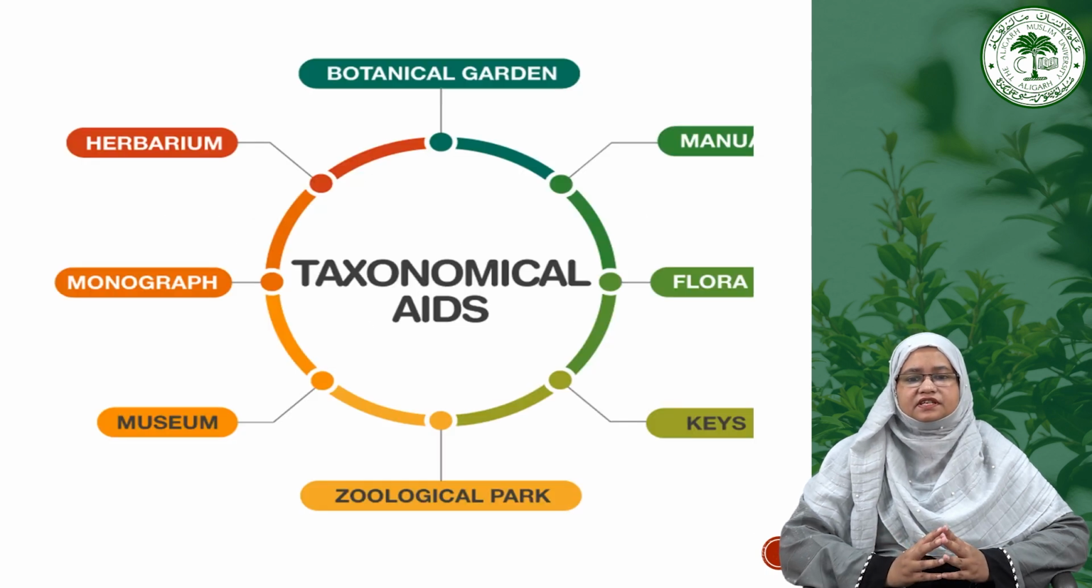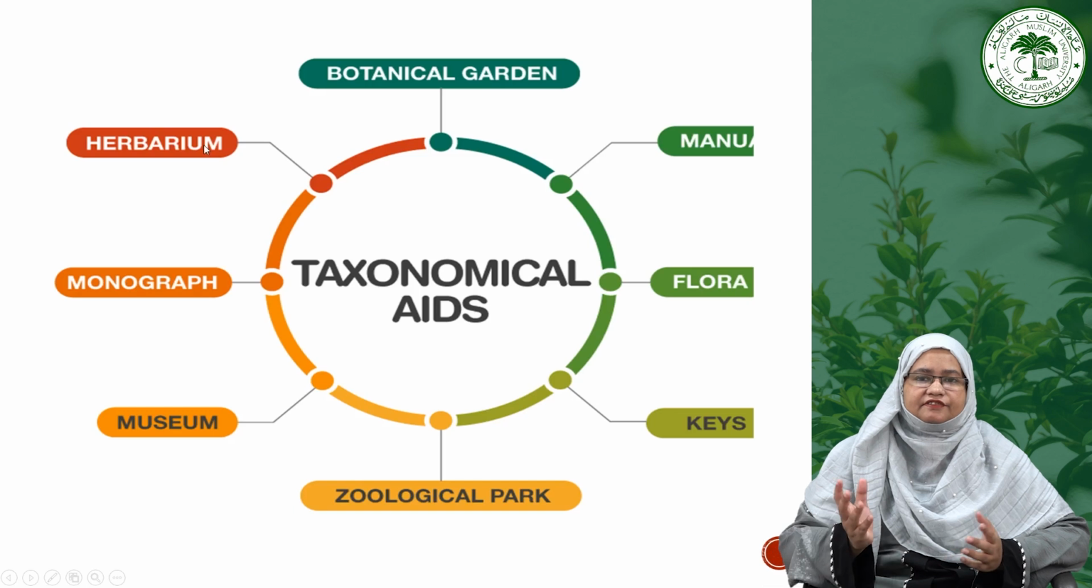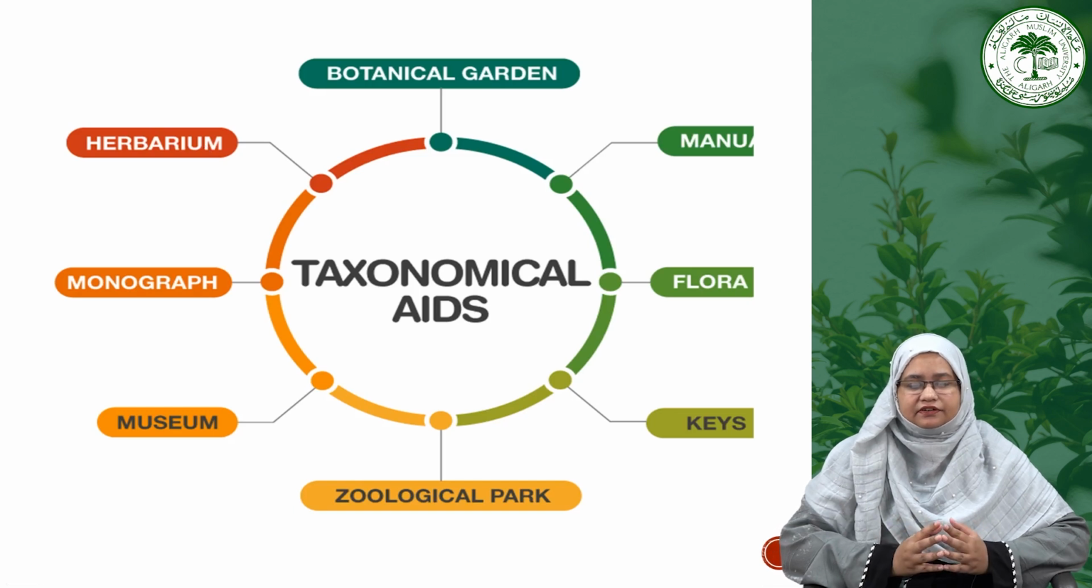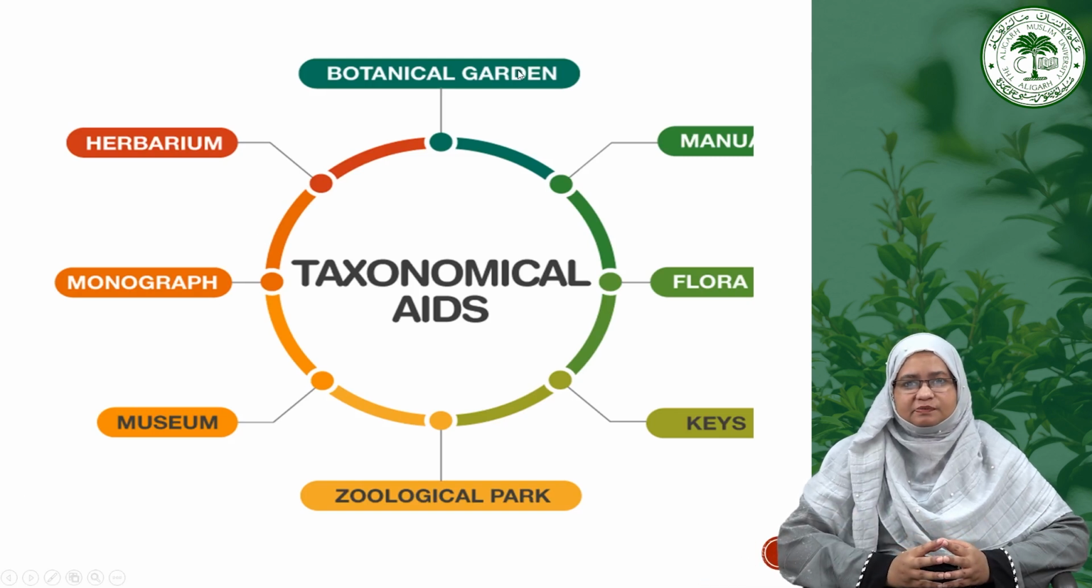So if we see these particular aids, previously we have these taxonomical aids, in which one of the most important is the herbarium. A herbarium is the dried remains of a particular plant that is preserved in different conditions, representing the flora of a particular region. Next is the botanical garden, which has a number of plant species. In India, the largest botanical garden is present in Howrah.